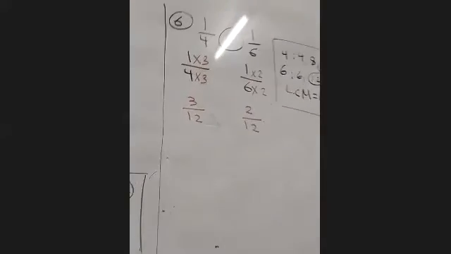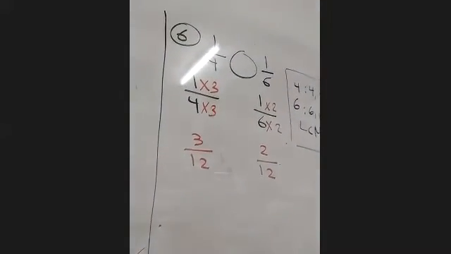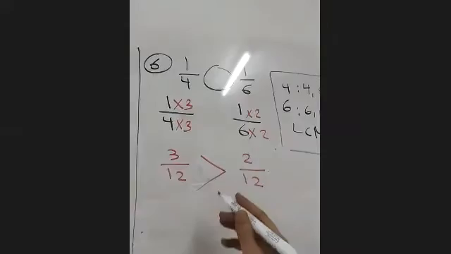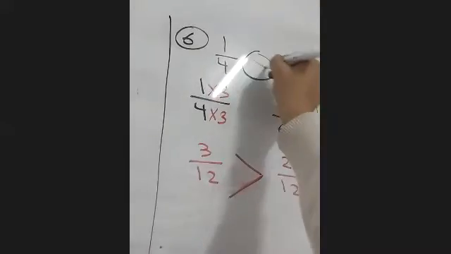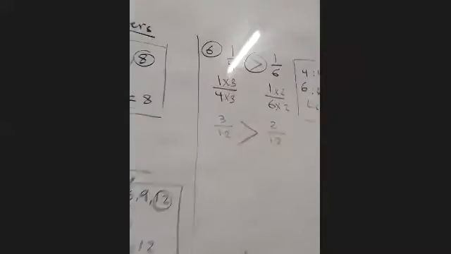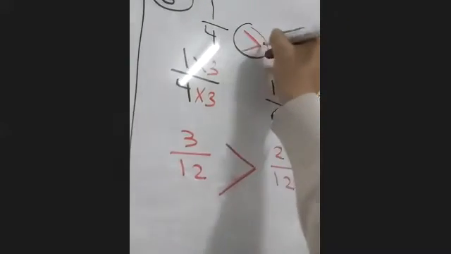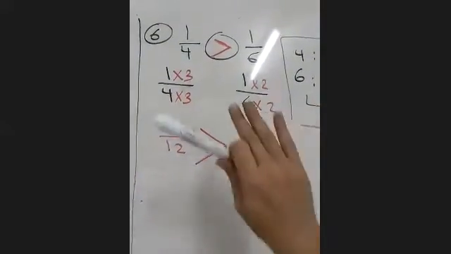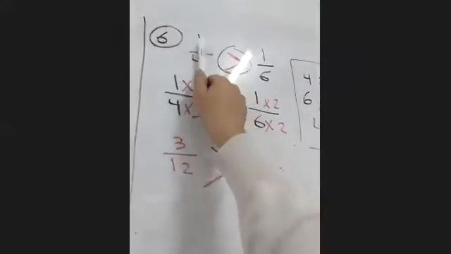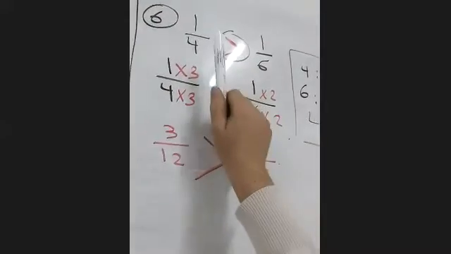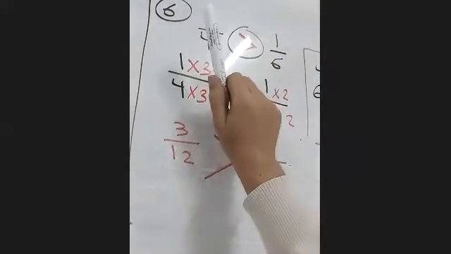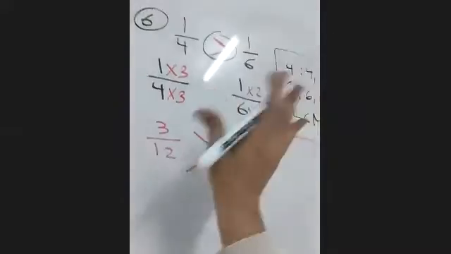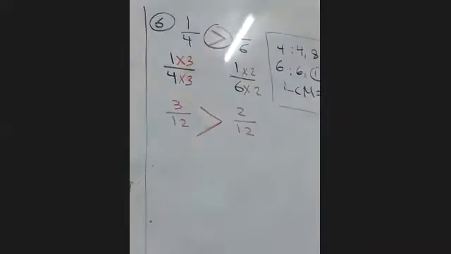Which one is bigger, 3 over 12 or 2 over 12? 3 over 12. So which one is bigger, 1 over 4 or 1 over 6? 1 over 4. Here, we have similar numerators. By the way, it's information, but do the steps: if we have similar numerators, the fraction with the bigger denominator has the bigger value. But so you won't be confused, do the steps, you will get the same answer.